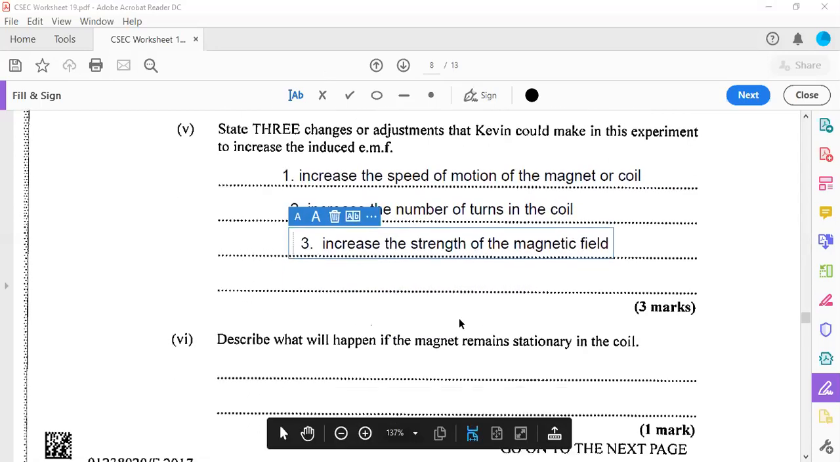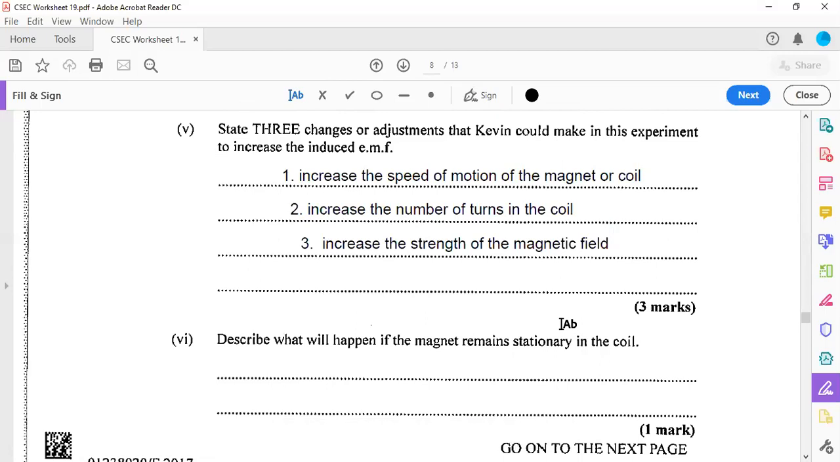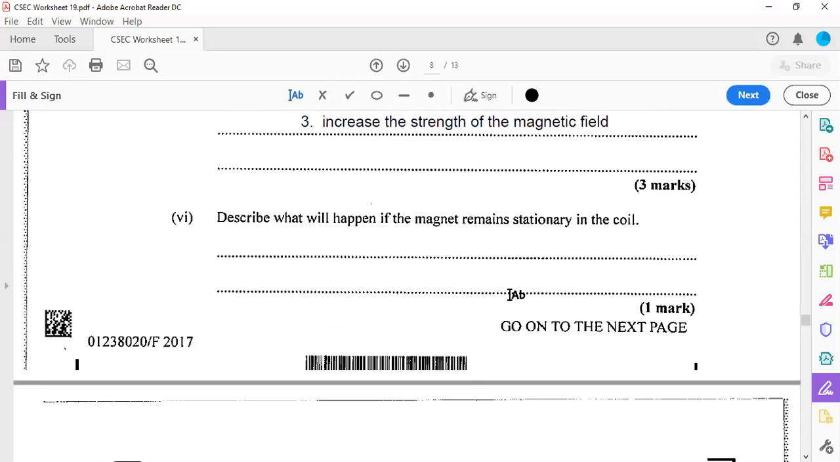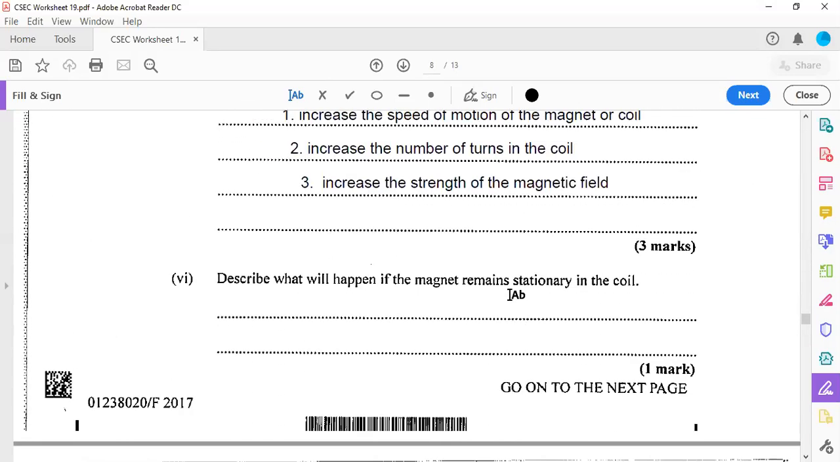Right, so we're moving on again. Describe CXC students in particular. If you want me to run over anything, please let me know while I'm going through this, so I can work on it for you. The question here says describe what will happen if the magnet remains stationary in the coil. We go back to our notes so you can see it was in the notes.